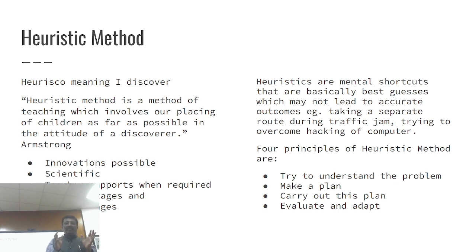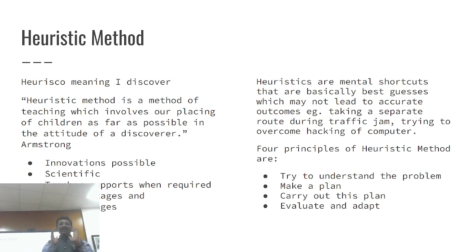Innovations are possible from the existing things, like light existed and they discovered it later. Since the child is discovering, it is scientific because he is doing the activity. Teacher supports whenever required. Teacher is not doing the activity, he is helping them understand. This method also has certain advantages and certain disadvantages. Heuristics are mental shortcuts that are basically best guesses, which may not lead to accurate outcomes.